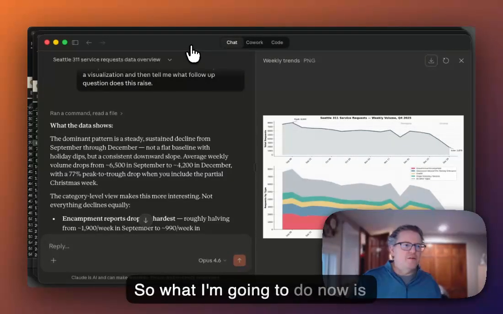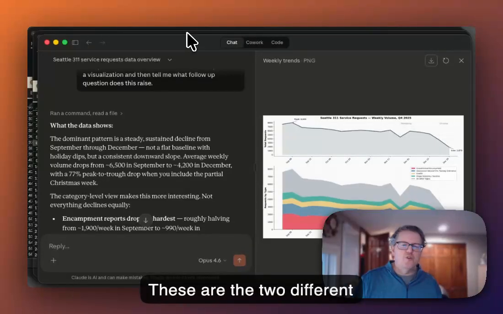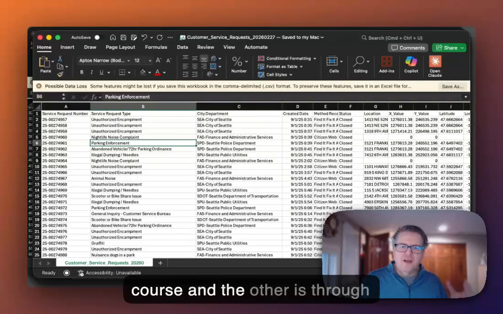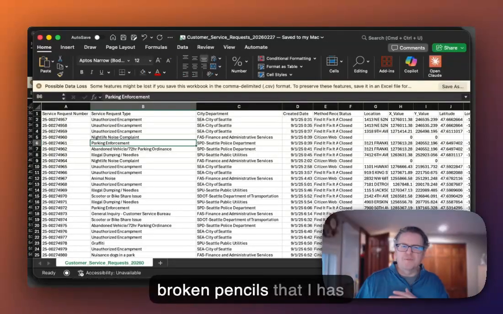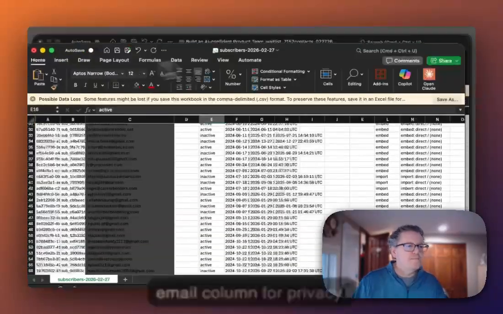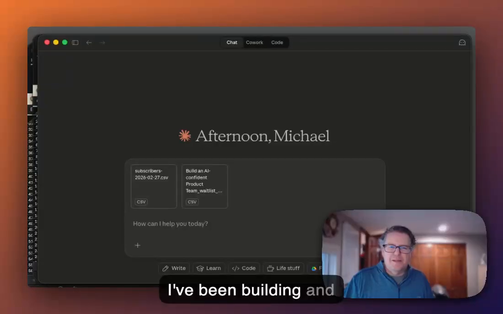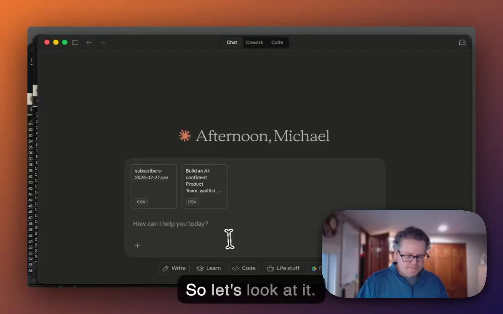So what I'm going to do now is show you two additional data sets. These are the two different mailing lists that I manage. One is through my Maven course, and the other is through my every other week newsletter, Broken Pencils, that is managed through a platform called Beehive. I know this data. I've got hunches. I've been building and managing these lists for some time now. So let's look at it.